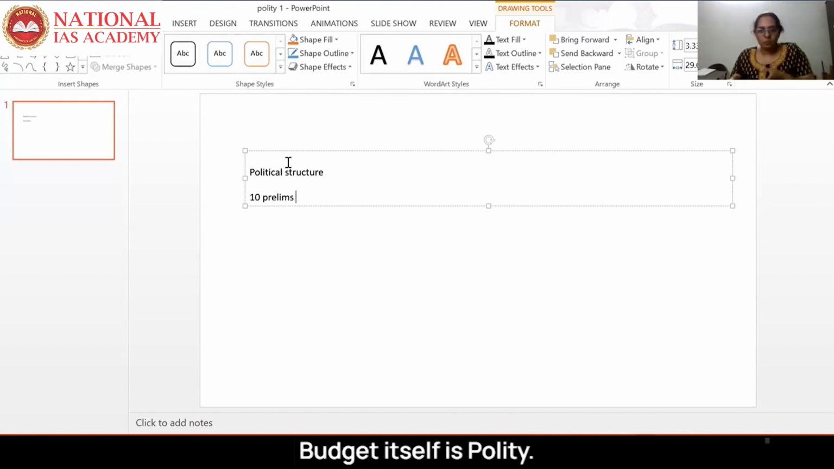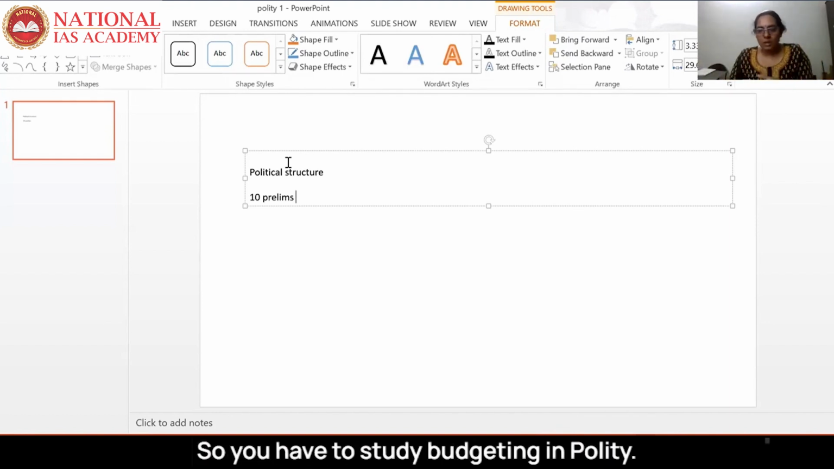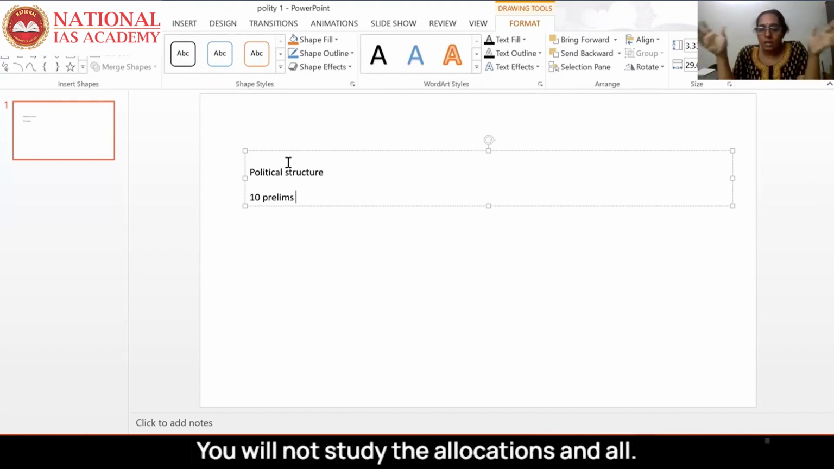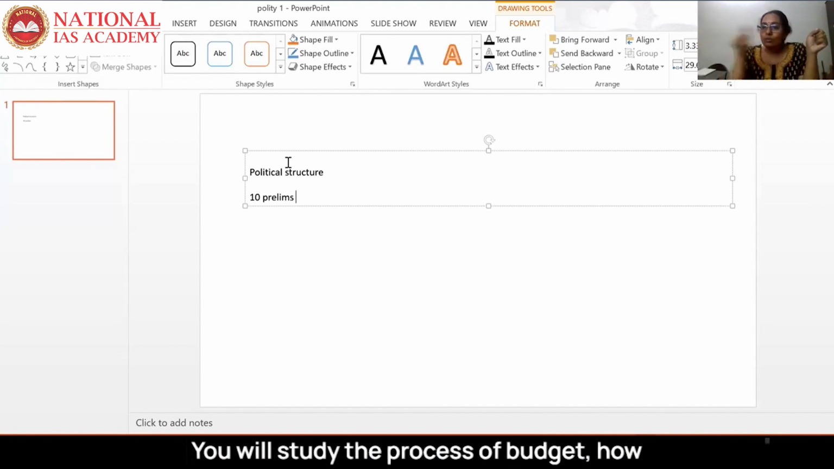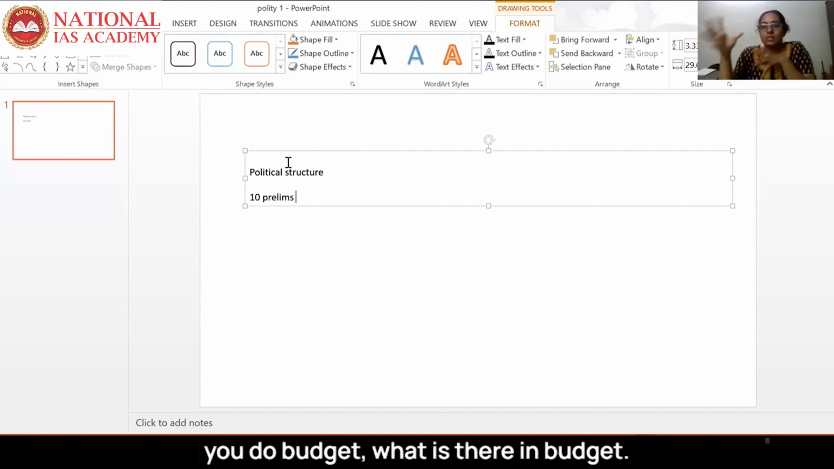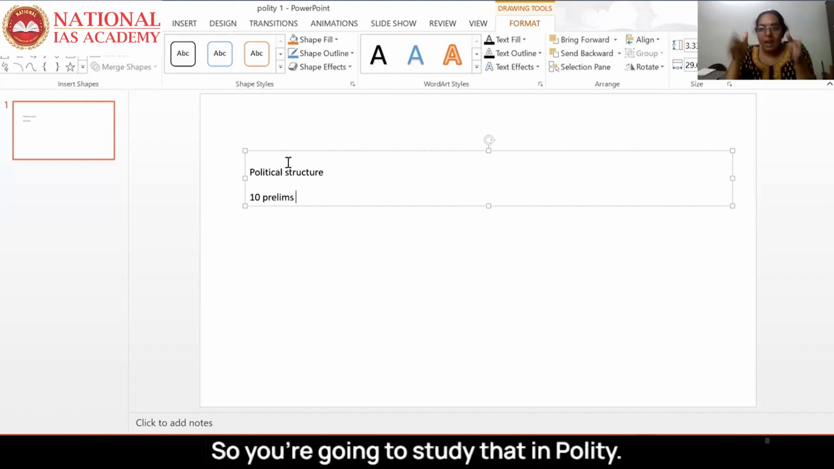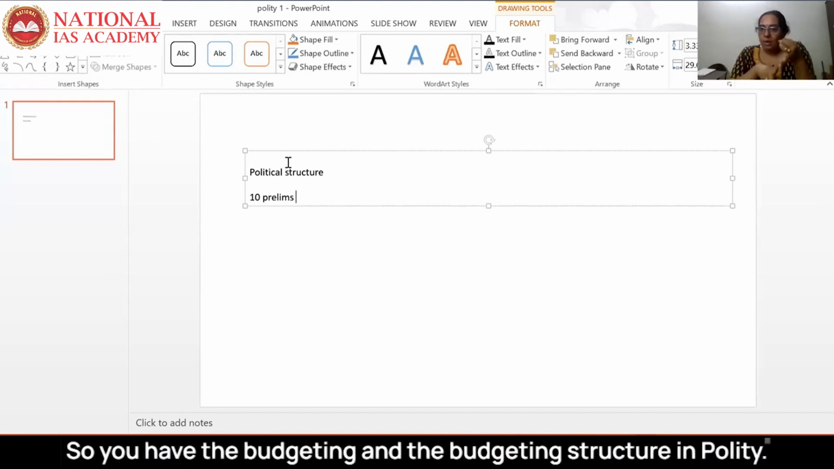Budget itself is polity. So you have to study budgeting in polity. You will not study the allocations and all. You'll study the process of budget, how you do budget, what is there in budget. So you're going to study that in polity. So you have the budgeting and the budgeting structure in polity.